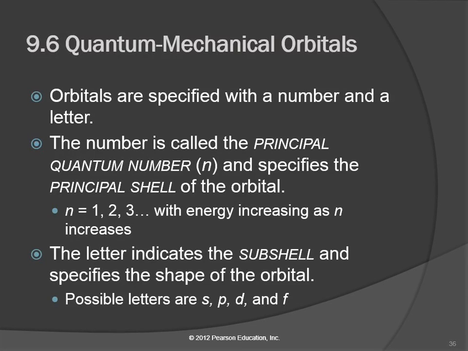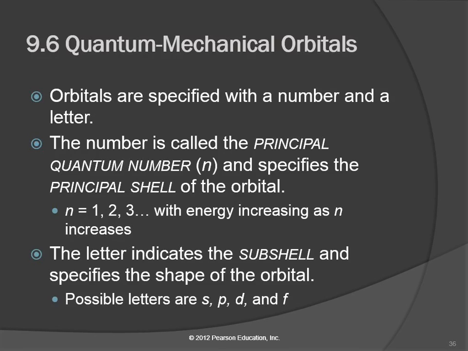Quantum mechanical orbitals. Okay, so we specify orbitals with a number and a letter. And the number is called the principal quantum number. Those are the numbers 1, 2, 3, 4, etc. And that specifies the principal shell of the orbital. So there's a little bit of overlap with the Bohr model.